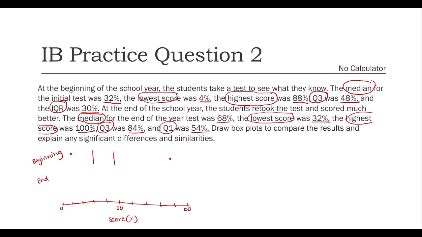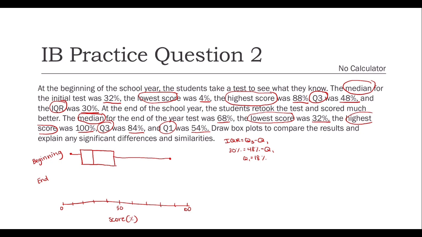And then the IQR is 30%. So the IQR equals Q3 minus Q1. We need to know Q1. So 30% equals Q3, which is 48%, minus Q1. So Q1 will equal 18%. So we'll draw a line there. Now we can connect our middle three lines and then draw our whiskers out to our minimum and our maximum. We can't really determine outliers because we don't know where each individual data point is.